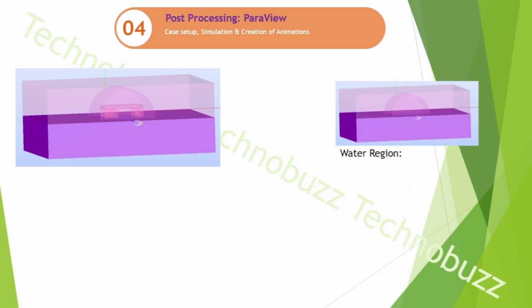We need an STL file to initialize the water region. So this is the water region in the domain.